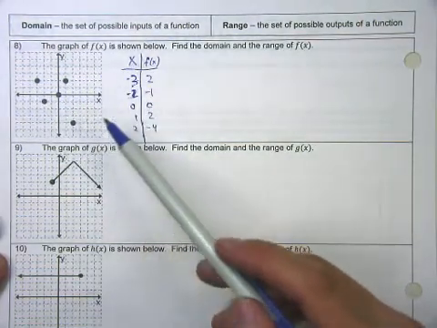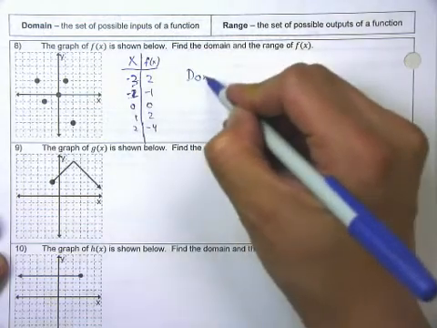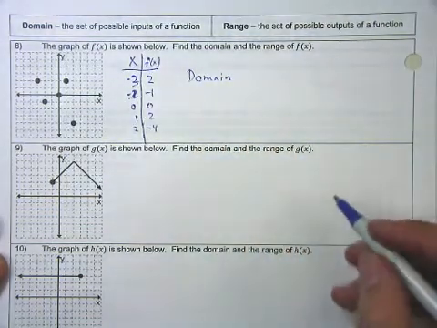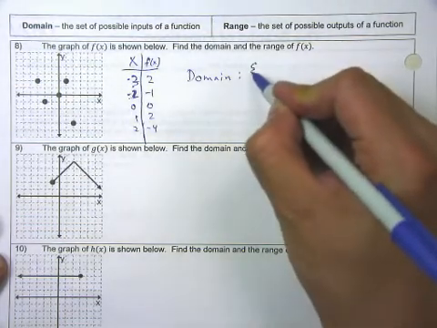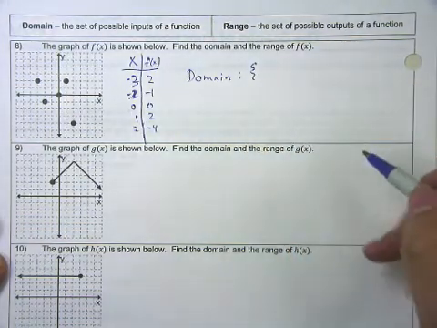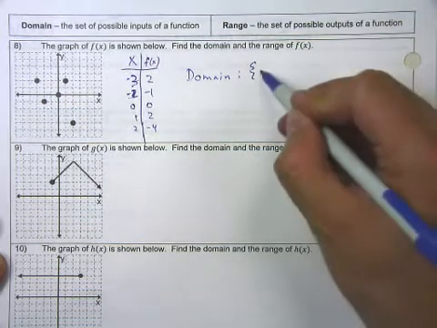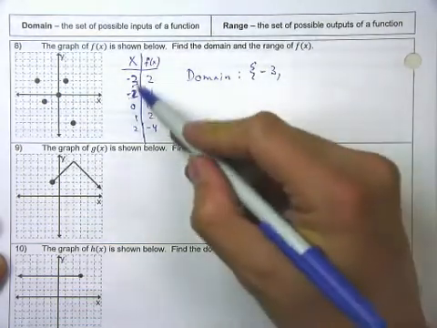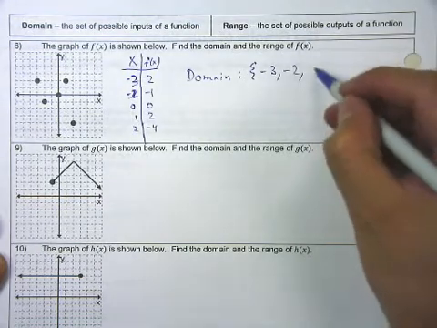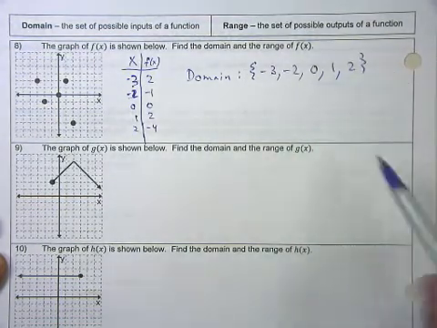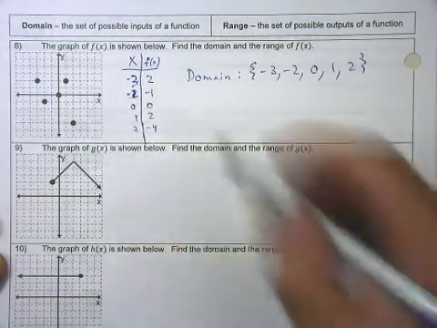In this case, it's really easy because this function only has these 5 points. So for the domain, all we need to do is just list out the possible input values. What are the possible input values? Let's list them from smallest to biggest. Well, the possible input values are -3, -2, 0, 1, and 2.